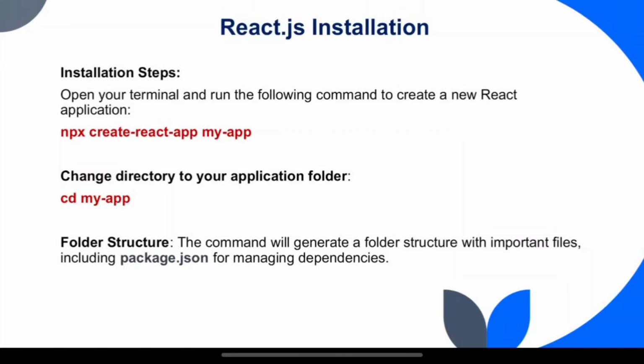Then change directory with cd my-app, and then see the folder structure. The command will generate a folder structure with important files including package.json. In package.json all the information of the project is saved, and you can see it at any point.